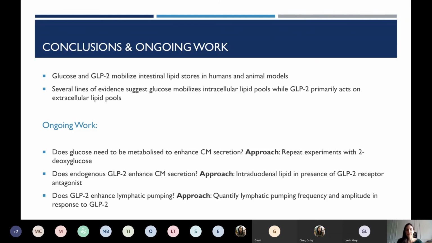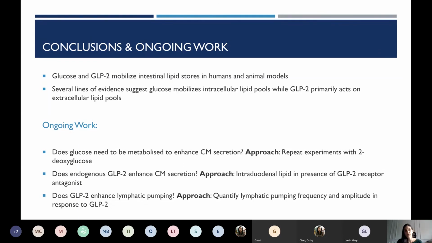We also want to know, does endogenous GLP-2 enhance chylomicron secretion? So far we've just been looking at giving a high pharmacological dose, but we want to know what the actual physiological role of GLP-2 is in enhancing chylomicron secretion. So our approach here is to give intraduodenal lipid in the presence of a GLP-2 antagonist. So by antagonizing the receptor, what effect does that have on chylomicron secretion?